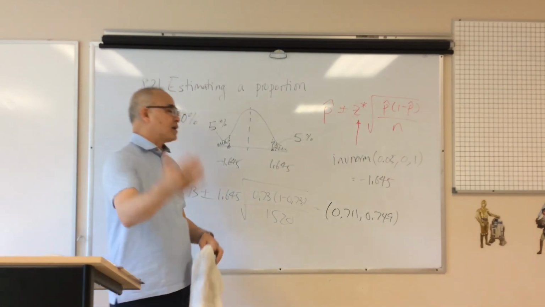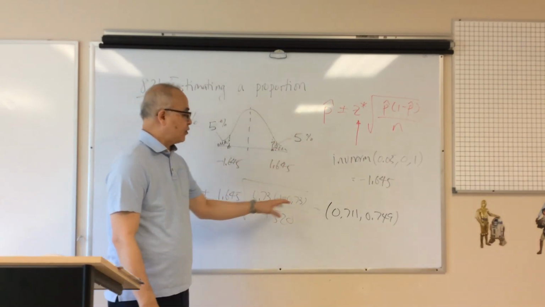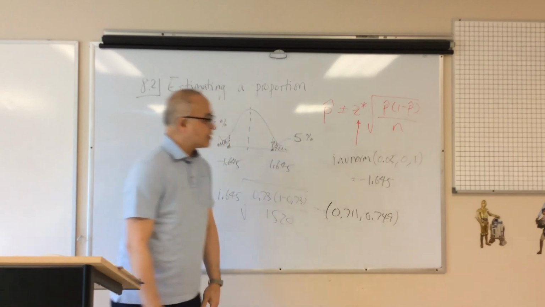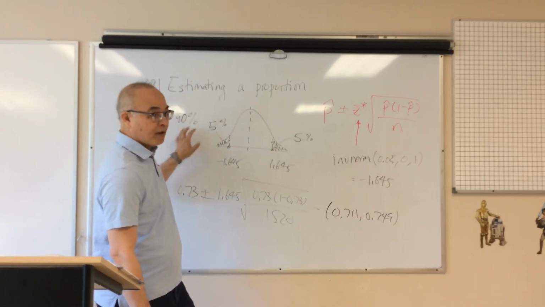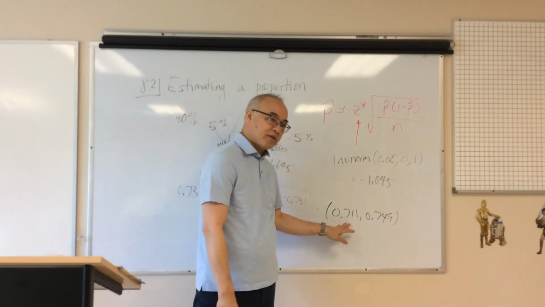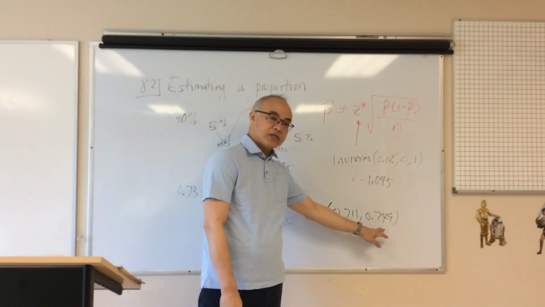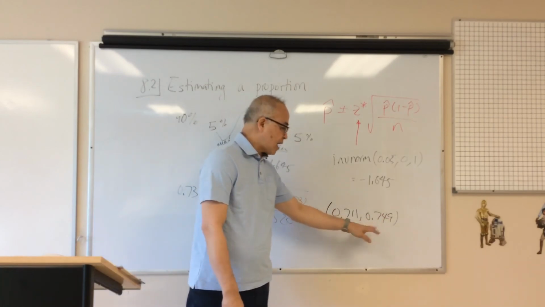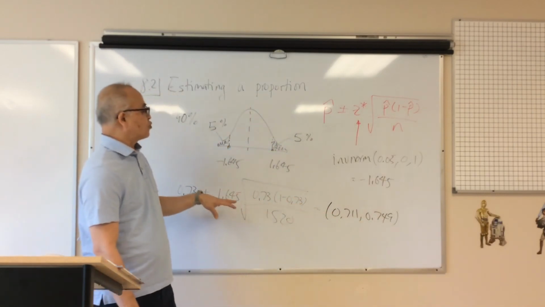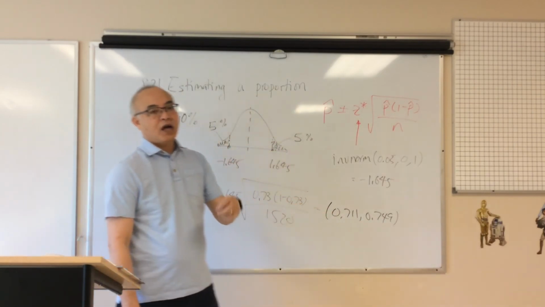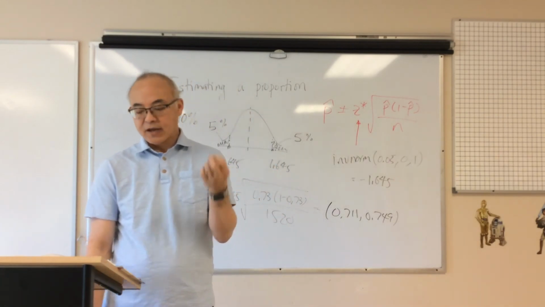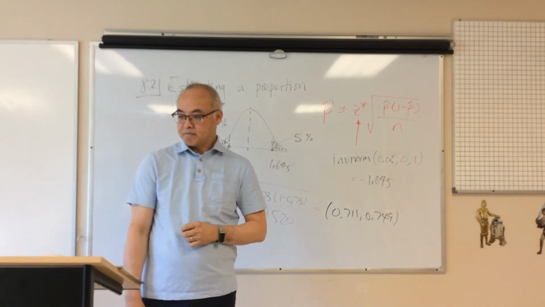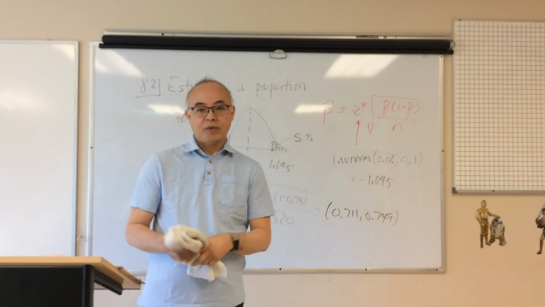Okay? C, interpret the interval. And this one always comes up, right? To interpret this, we're going to say that we are 90% confident that the interval 0.711 to 0.749 captures the true proportion of American adults who have read one or more books in the past 12 months. Okay? And that will be good for today.